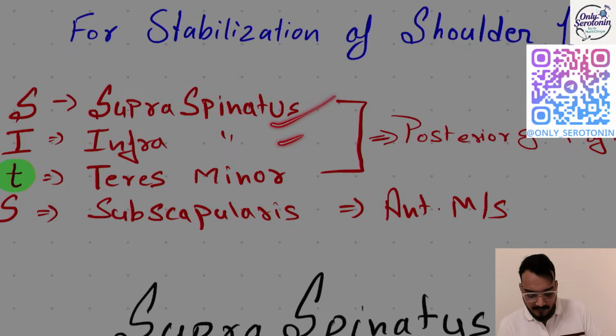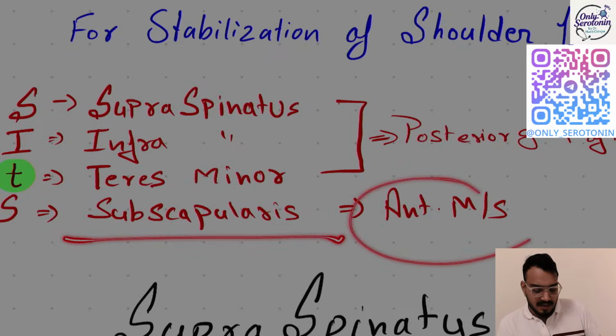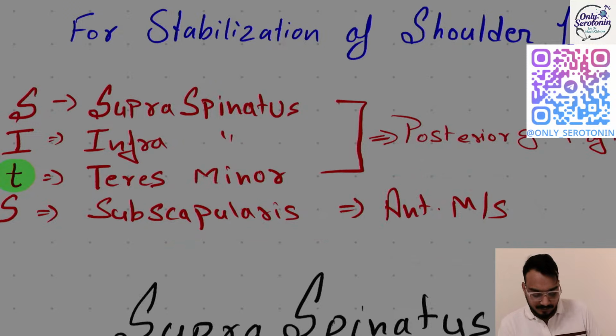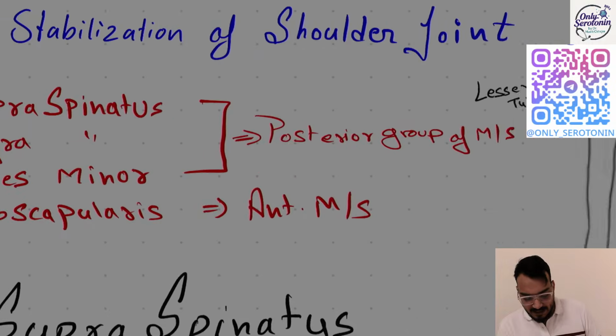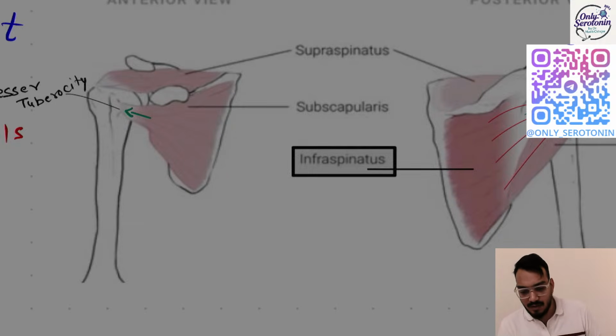Out of them, supra, infra, and teres minor is what, guys? It is the posterior group of muscles, and subscapularis is what, guys? Subscapularis is your anterior muscle. Oh yes, that was the pectoralis, brother, sorry.